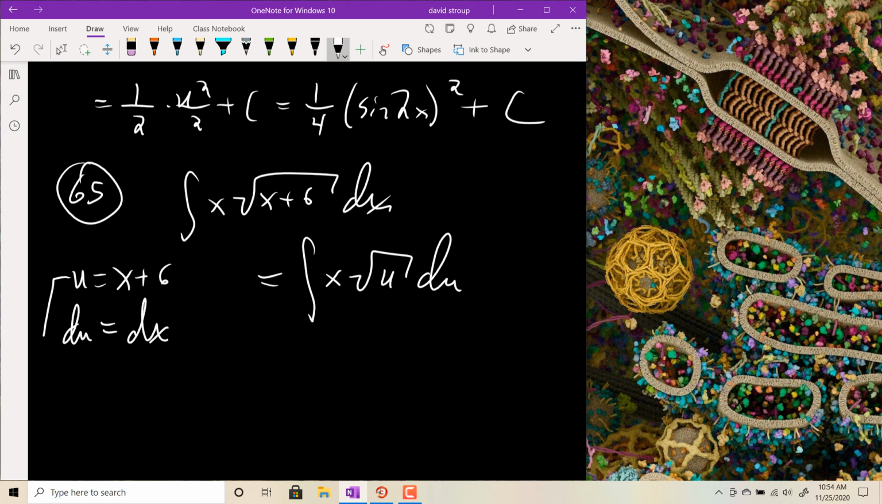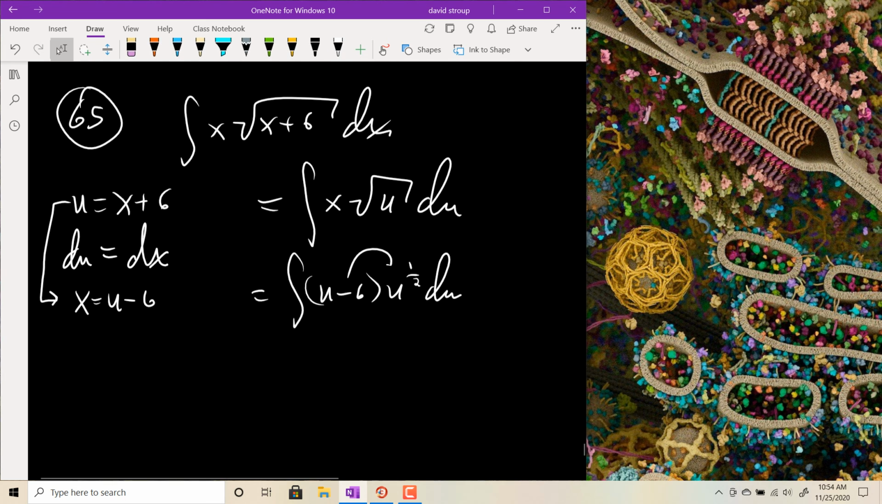So what you do is use this formula to get rid of the x stuff. So we have x equals u minus 6. So this would be the integral of u minus 6 times u to the 1/2 du. And then you still have to distribute, right? So you have to go boom, boom. So that'll be integral of u now to the 3/2 minus 6u to the 1/2 du.